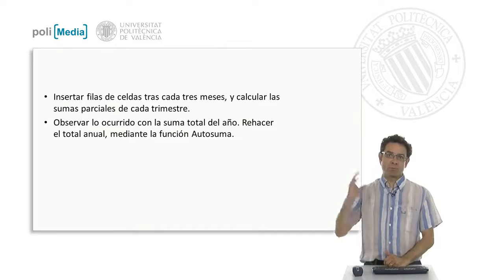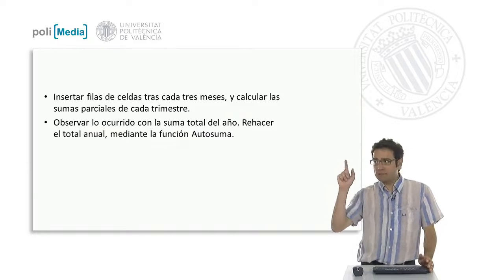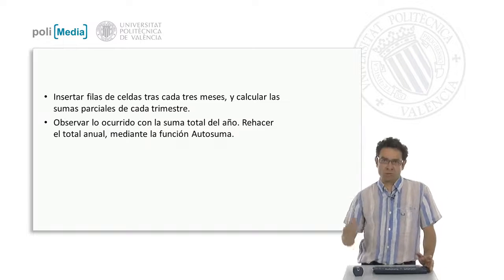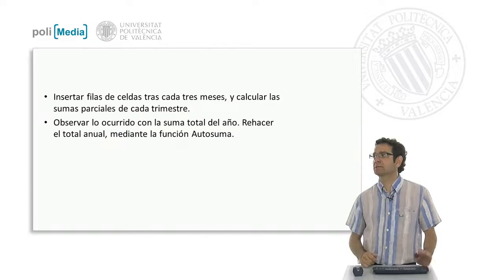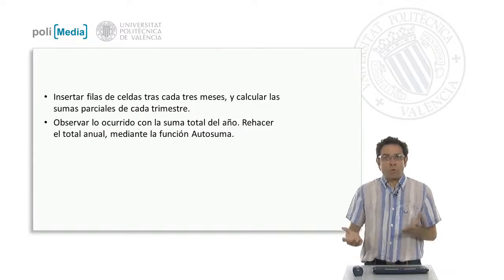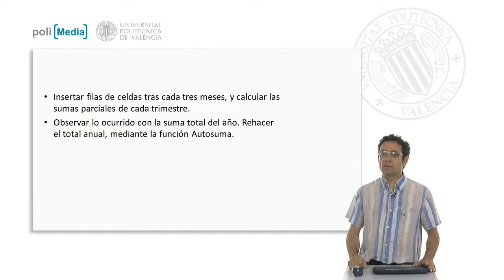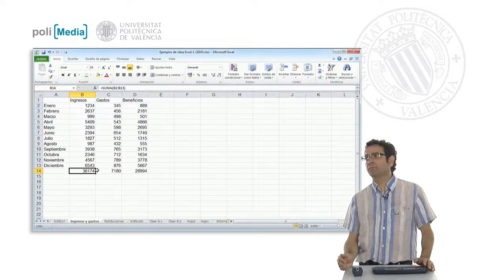Well, in today's exercise, they are proposing we insert rows of cells every 3 months, and that we calculate partial amounts for each of the 4 quarters we will get from the division of the year into 3 months, basically into 4 parts of 3 months each. So good so far. Then it also asks us to look at what happens with this division. That is, something strange is going to happen, and we will have to redo the annual total using the AutoSum function. Well, so we are going to resolve it using this function.